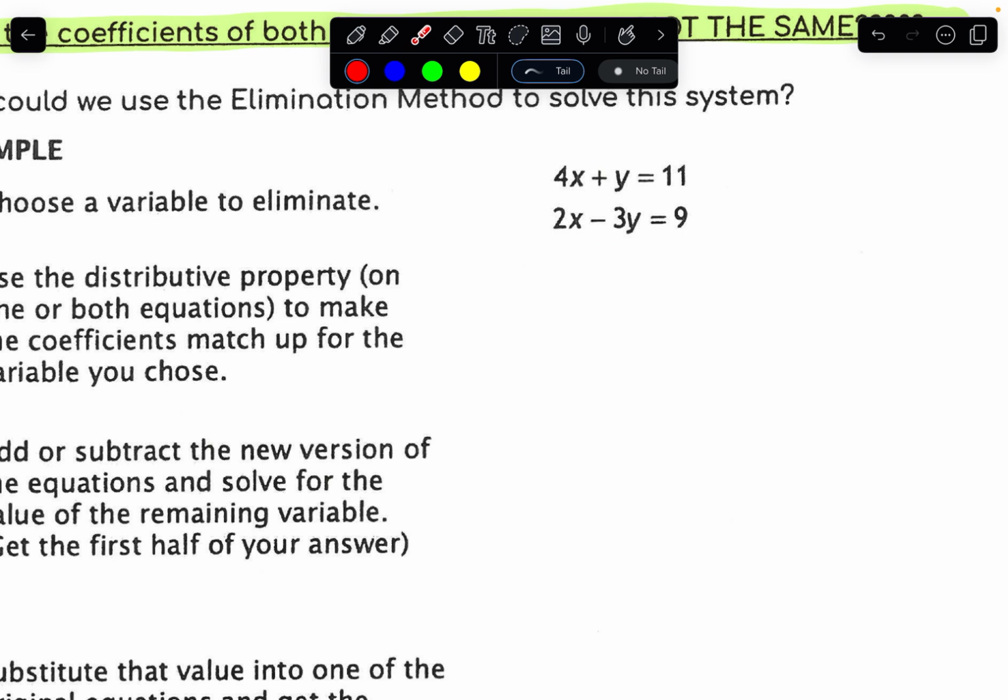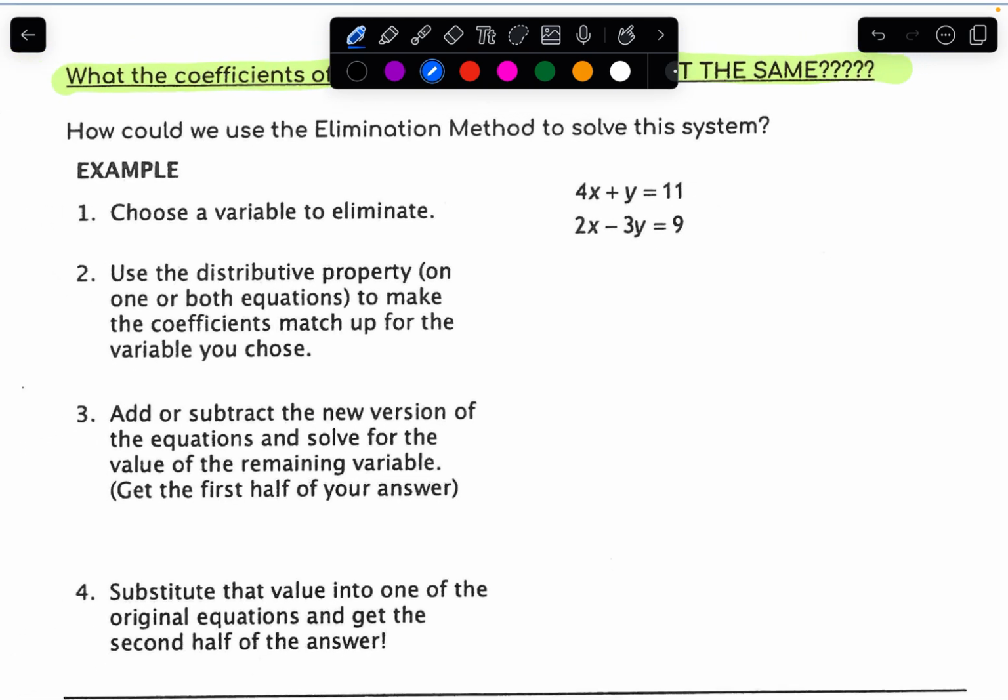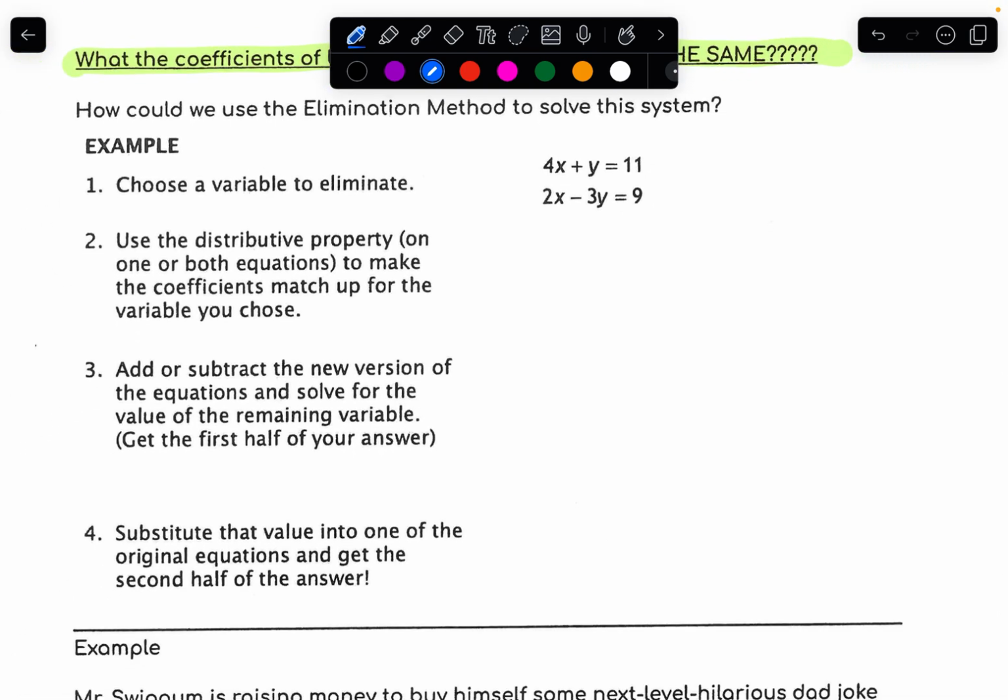So what we do on a problem like this is we decide whether we would like to still work with the x's or the y's, and we want to get them so that the coefficients are the same. So either make the x's the same or make the y's the same. If you multiply one of the equations, or sometimes both of the equations, by a number, you get a new equation that will be equivalent. So like when we have, let's say, the fraction 1/2.